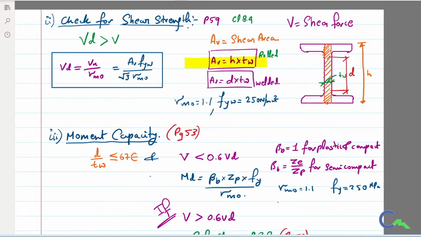By considering that as D, that is nothing but shear area. So we have to find out what is the design shear strength, which should be greater than the factored shear force. So in the first step we are going to calculate. So design shear strength should be greater than whatever the actual shear force is in our case.